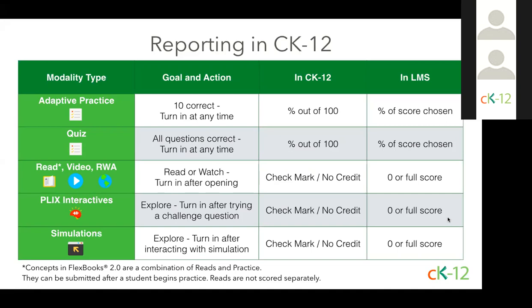In a learning management system where you're setting a point value for this assignment, let's say you set 20 points for this homework practice. If they got 100% correct, or 10 correct, they would get the full 20 points. If they only got 5 correct, they would get half of that, or 10 points in there.